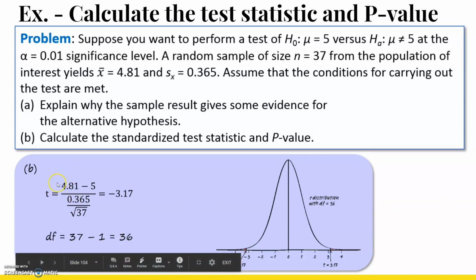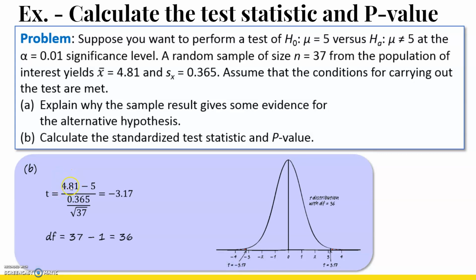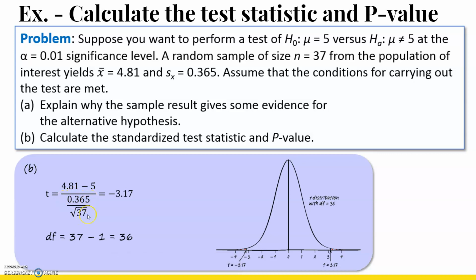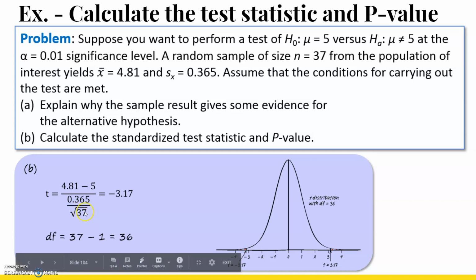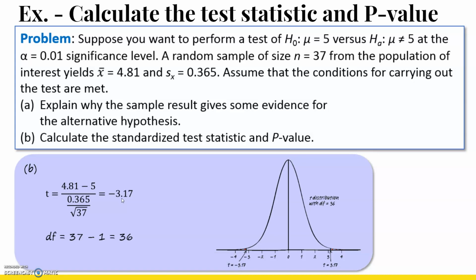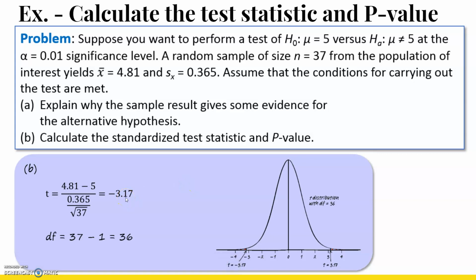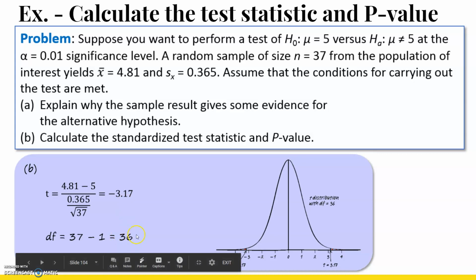But just remember, 4.81 is your value. Value minus mean, and again, the mean is the hypothesized mean of 5. Down here you have your standard error: sample standard deviation 0.365, divided by radical n, which is radical 37. This gives you a t-value, also called our test statistic, of negative 3.17. So just like a z-score, this is pretty far away from 0, and you'll get a pretty small p-value as a result of it. Your degrees of freedom are n minus 1, 36 degrees of freedom.